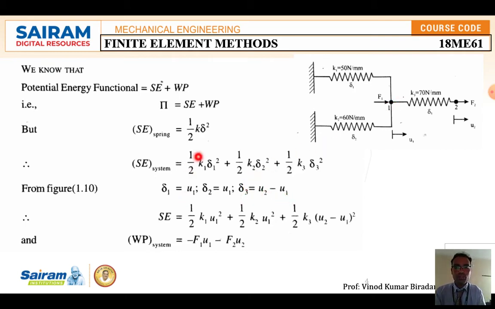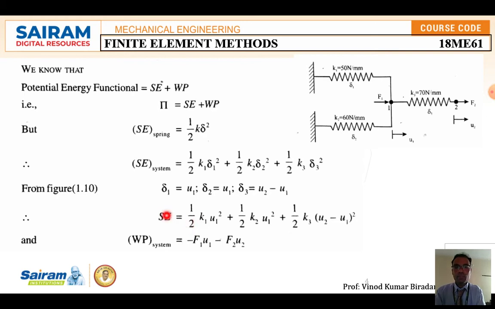Now substitute this in the above equation. The total energy on the system is half of k1 u1 square plus half of k2 u1 square plus half of k3 into (u2 minus u1) square. Just substitute all the delta values in the above equation, and you get the total strain energy of the given spring system.